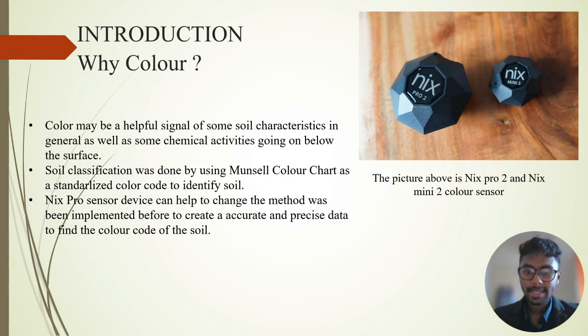My project is mainly based on the color code of the soil. Color may be a helpful signal of some soil characteristics in general as well as some chemical activities going on below the surface. For example, when the soil is dark in color, it means that it has high content of organic matter. Soil classification was done by using the Munsell color chart as a standardized color code to identify the soil, which is the conventional method still used today.